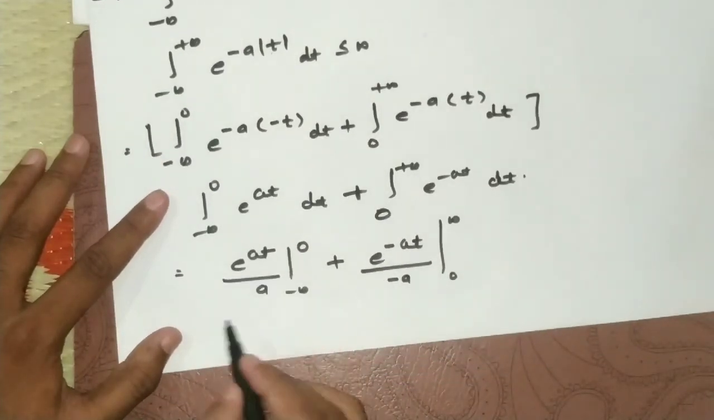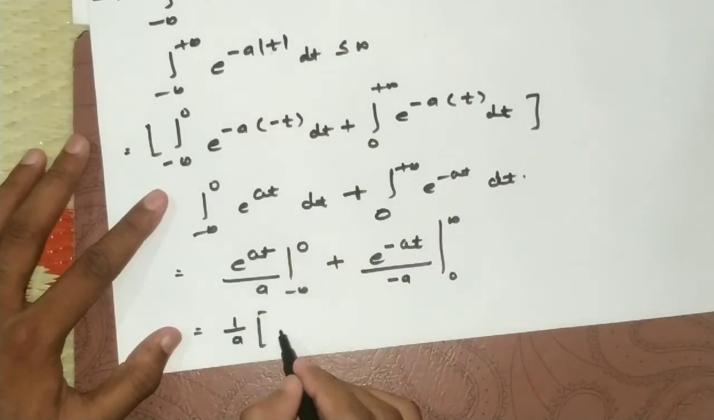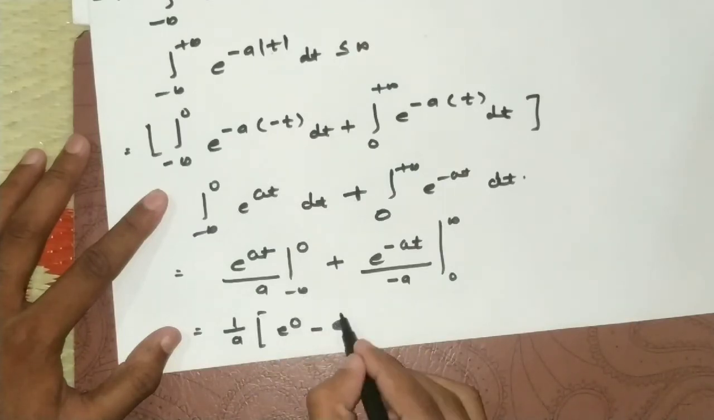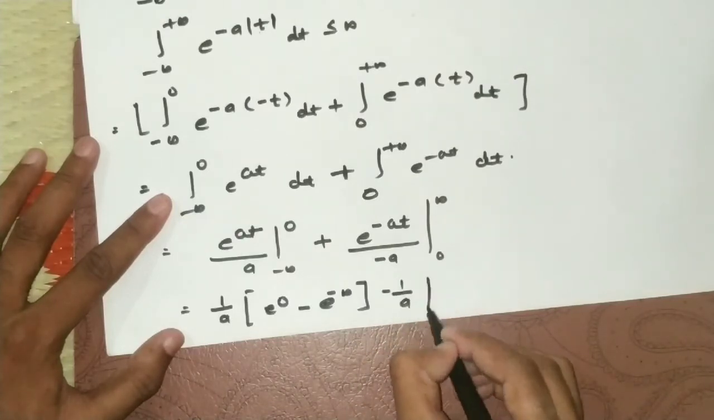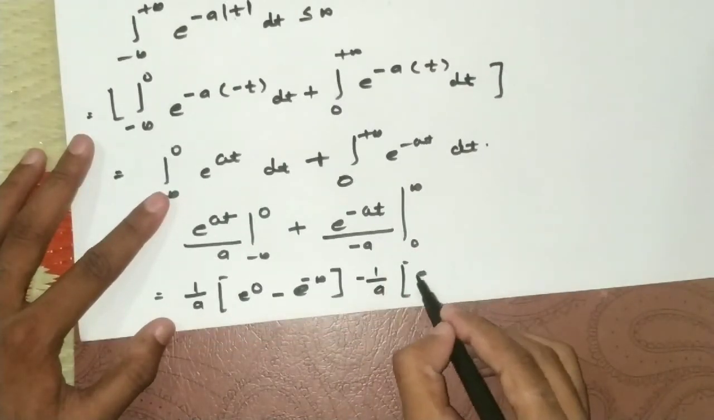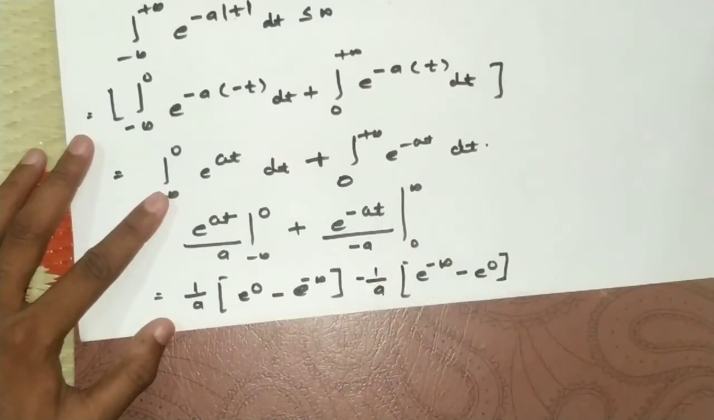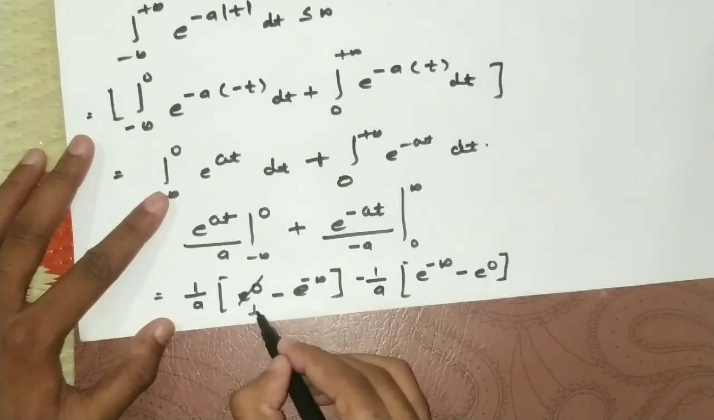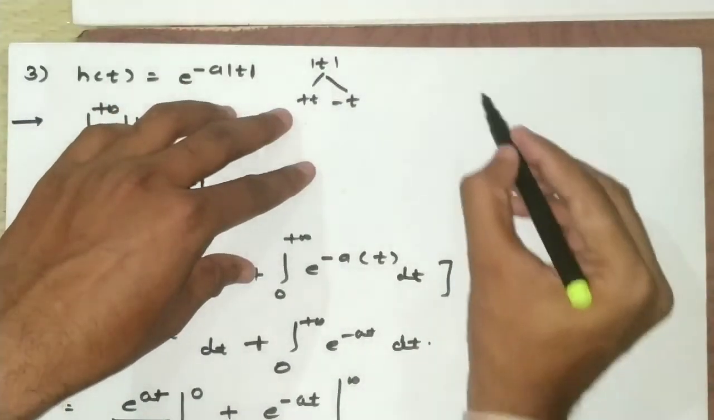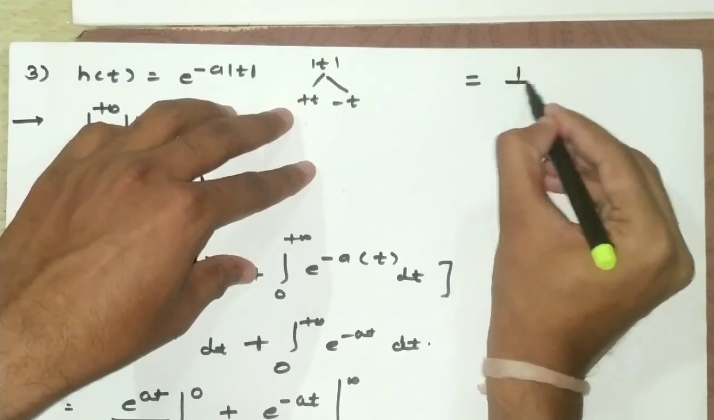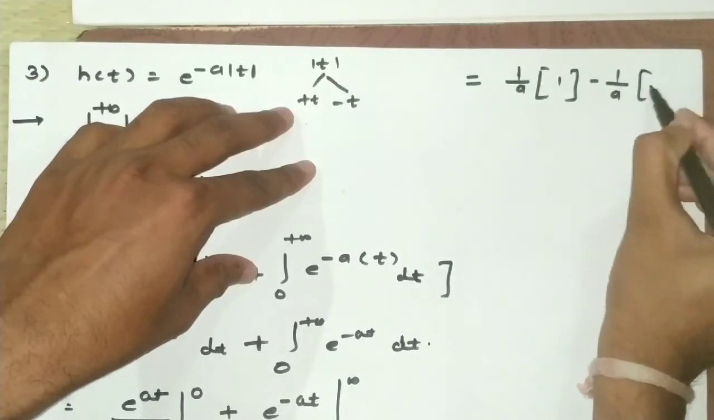Let us put the limit values. 1 by a I am taking outside, upper limit 0, so this is going to be e raised to 0, minus lower limit e raised to minus infinity, plus this is minus 1 by a, upper limit infinity, we will get e raised to minus infinity, lower limit 0, e raised to 0. Now we know that e raised to 0 is going to be 1, e raised to minus infinity will have a value 0. If I consider those values, we will get 1 upon a into 1 minus 1 upon a into minus 1.